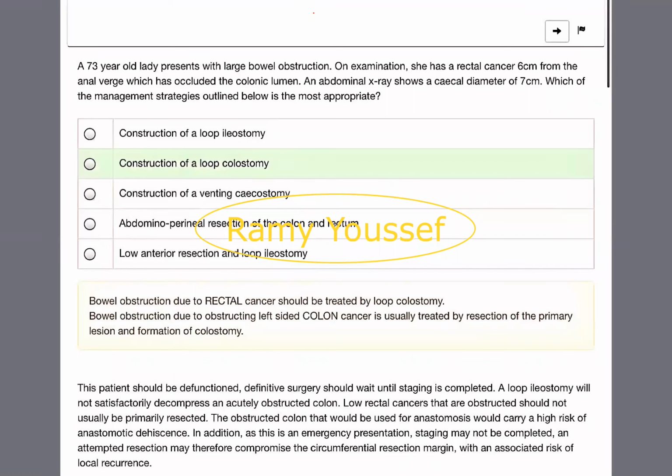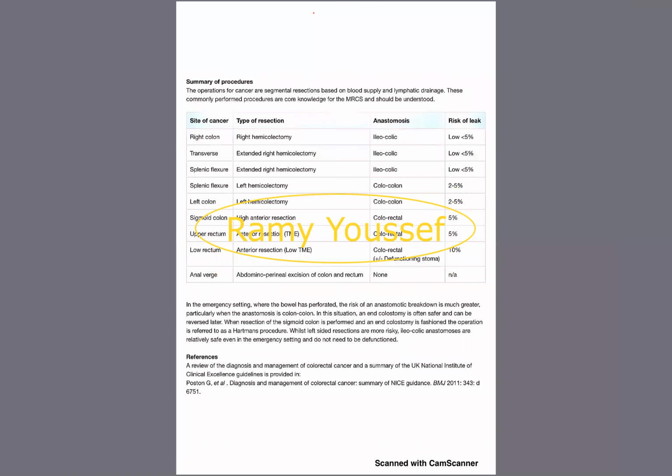Obstruction from a rectal mass: relieve it. Obstruction in the left colon or sigmoid: remove it and make an end colostomy. Obstruction on the right side: right hemicolectomy and primary anastomosis, which means remove and anastomose. Okay? Many scenarios we will face now.